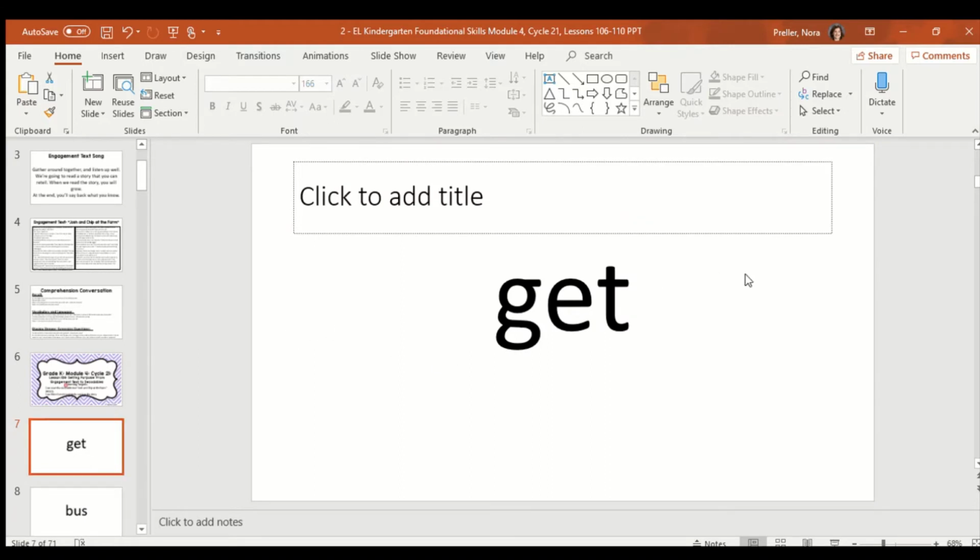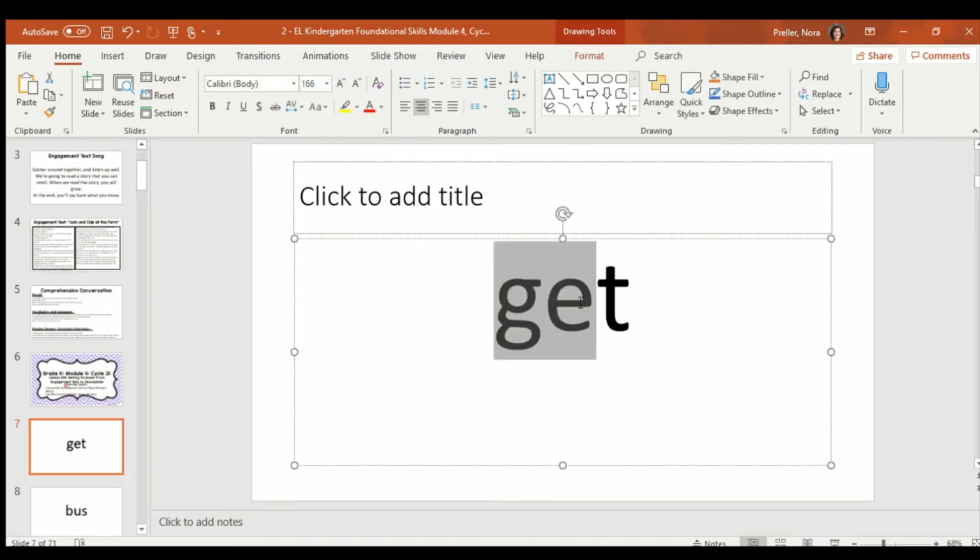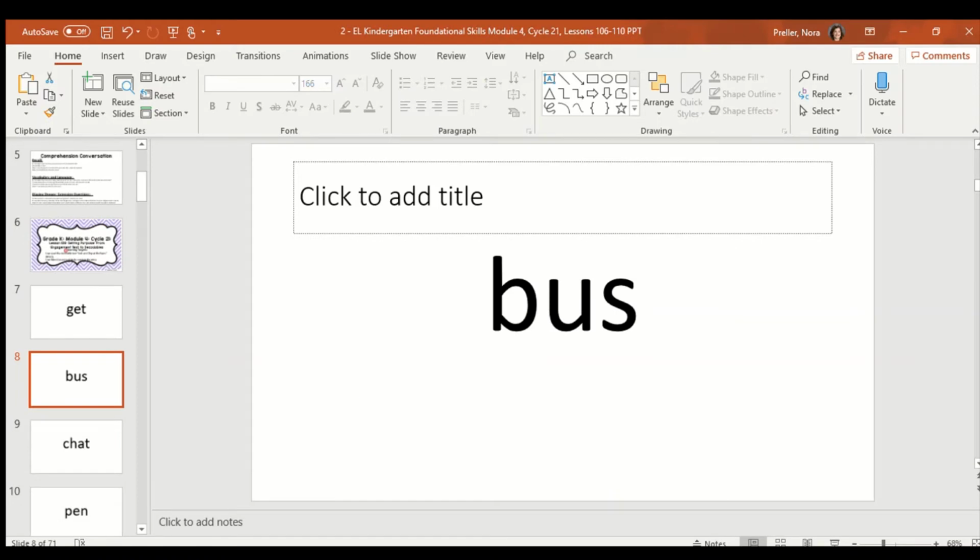So I'm going to model on my first word. First, I'm going to think about each letter and the sound it makes. G, e, t. Now I'm going to sing it because I really find that helps my ears hear the word. G, et, get. Did you hear it better when I sang it that second time? Let's do the next word together.